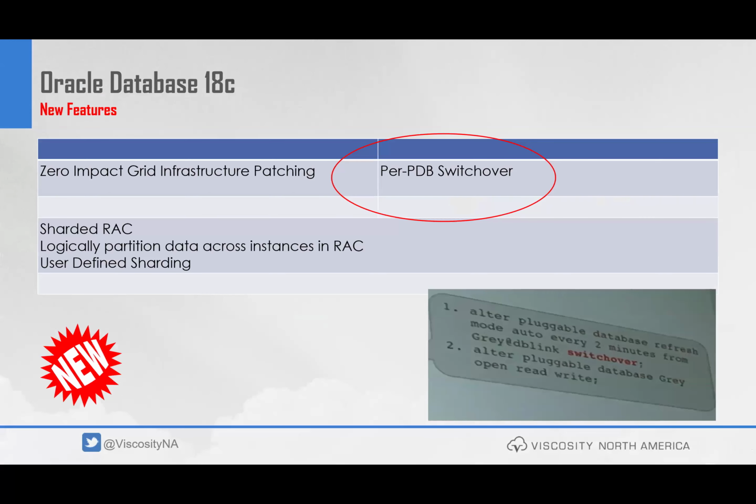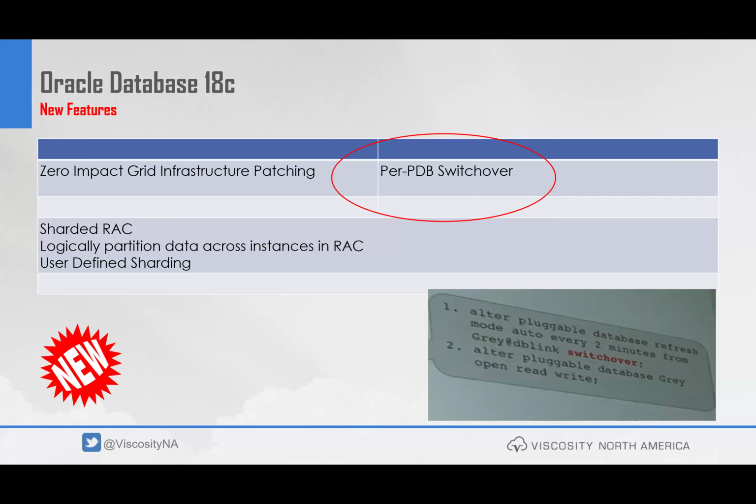Okay, 18c provided us the capability of switchover at the PDB level. PDB was introduced in 12.1, and in 12.1 the entire container had to switch over. In 12.2, you can do a switchover, but you couldn't fail back. And now in 18c, it gives us per-PDB switchover capabilities.